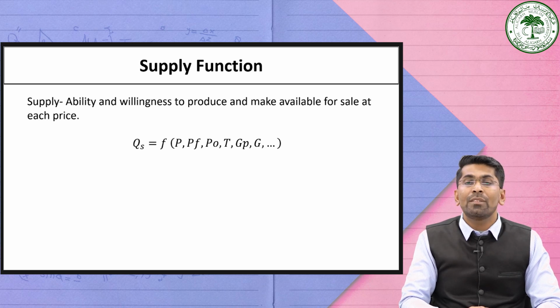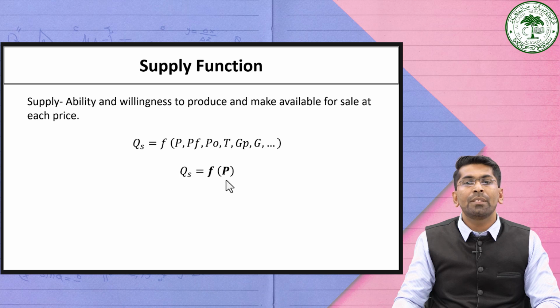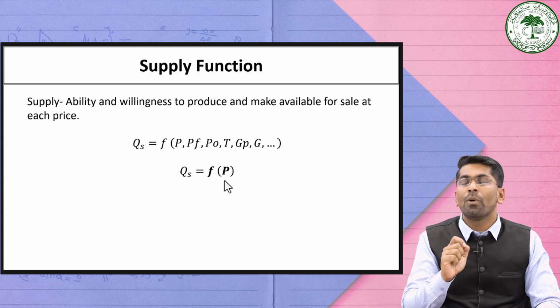So there exists a positive relationship between the price and quantity supplied of a commodity, which we can mathematically denote in functional form, that is, quantity supplied is a function of price, where price P is one of the most important factors which determine the supply of goods and services in the market.